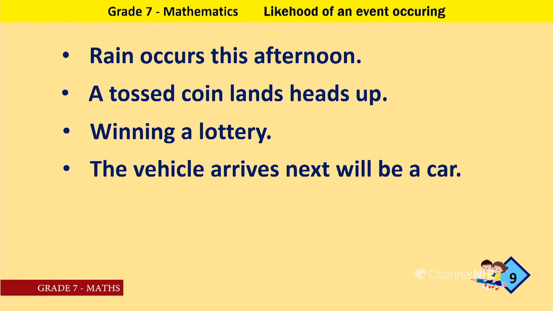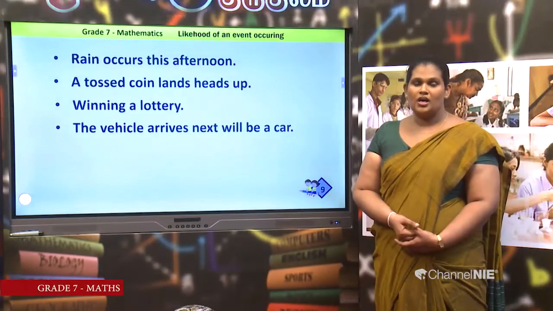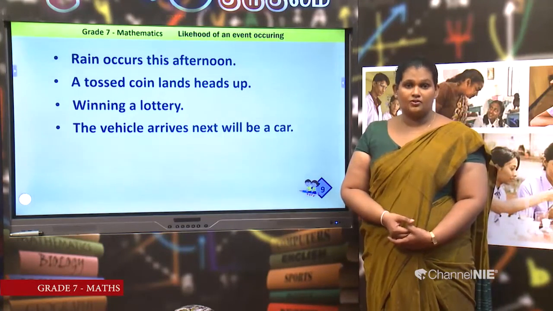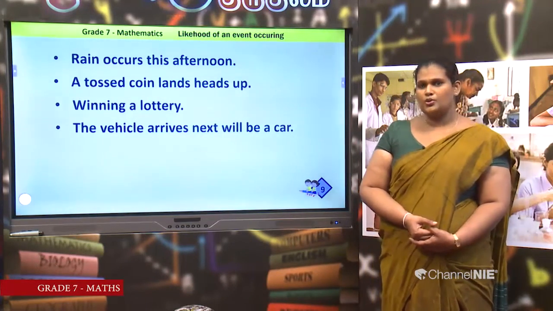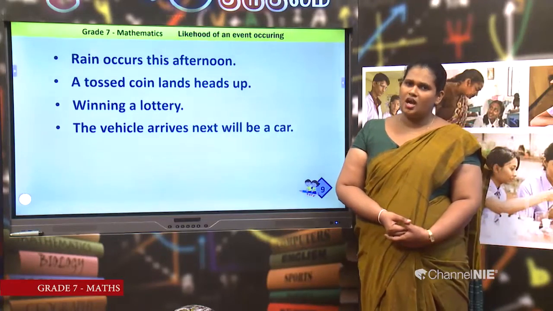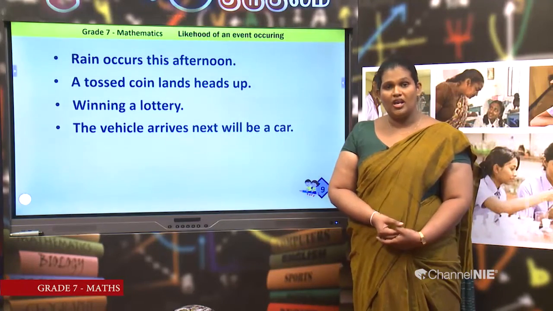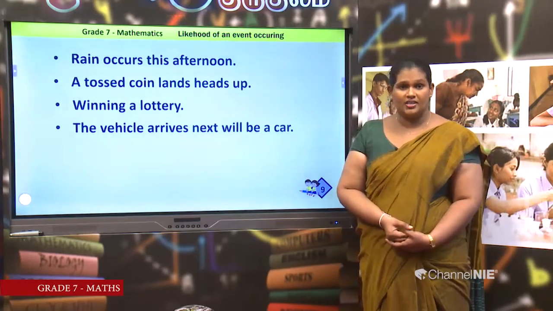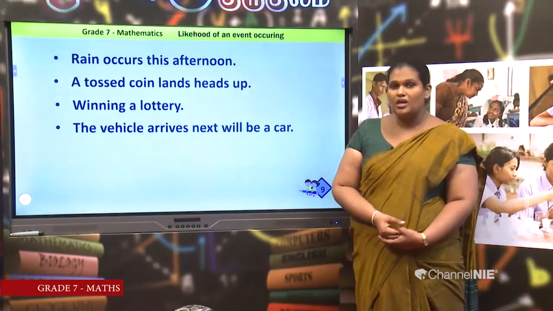Next one, the vehicle that arrives next will be a car. Think you are standing near your house and looking at the vehicles that go through your place. You are searching for a car. So, can you exactly say you are going to have a car next which arrives near your house? No, you can't exactly say. It may be a car, it may be a lorry, it may be a bicycle. You can't exactly say which vehicle is going to arrive.